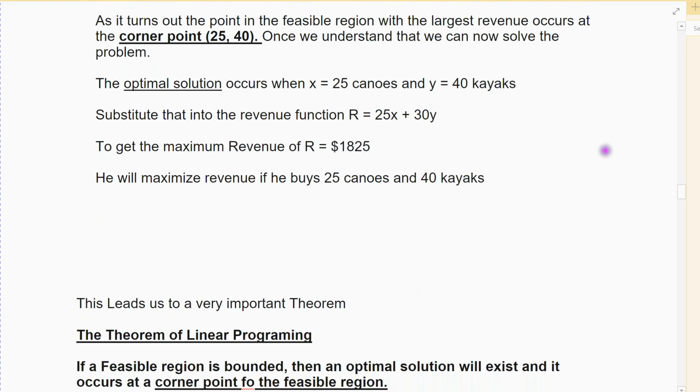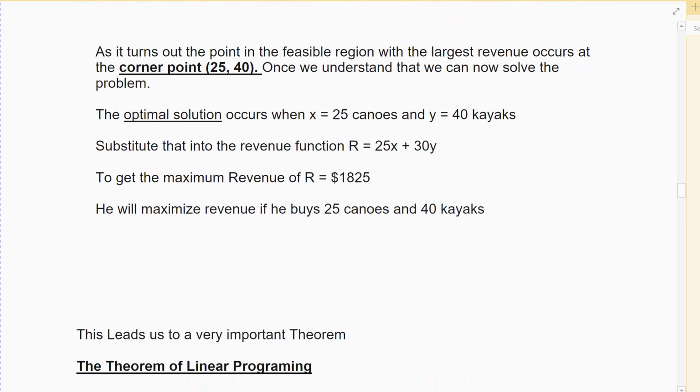What it turns out is, the reason why we ask you to practice finding corner points is we're leading up to this theorem: there's a special ISO revenue that connects with one or more of my corner points, and those ISO revenues are where we get our possible maxes and our possible mins. So when our revenue intersects with a corner point, those revenues will give us our optimum value. Right, in this case, it was the corner point (25, 40). So it turns out the feasible region with the largest revenue occurs at the corner point (25, 40).